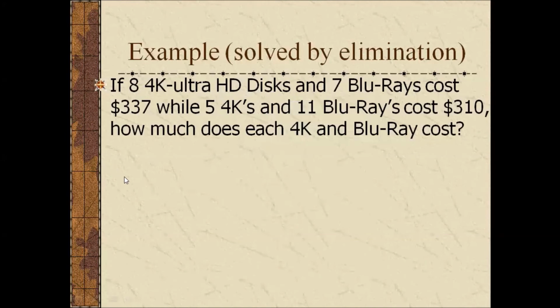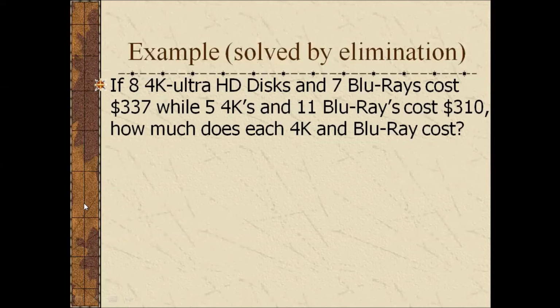This next example is going to introduce a little bit more advanced type of elimination. We start with this. If 8 4K Ultra HD discs and 7 Blu-rays cost $337, while 5 4Ks and 11 Blu-rays cost $310, how much does each 4K and Blu-ray cost?